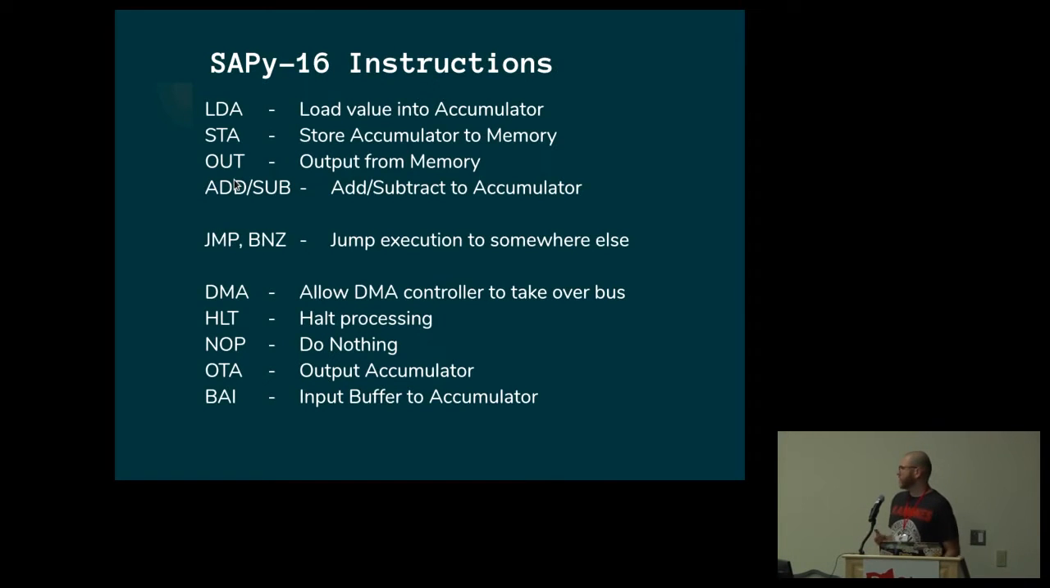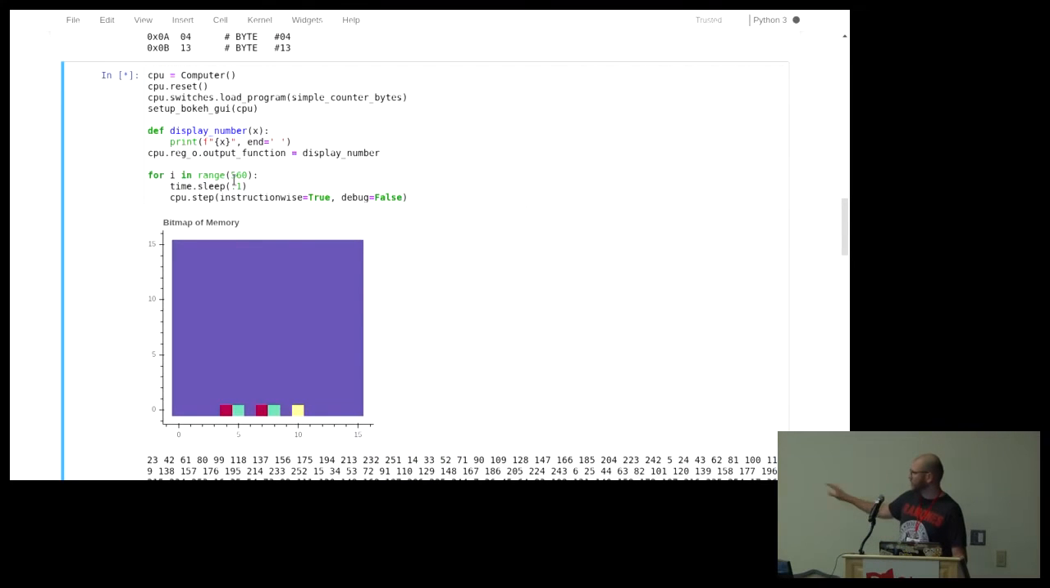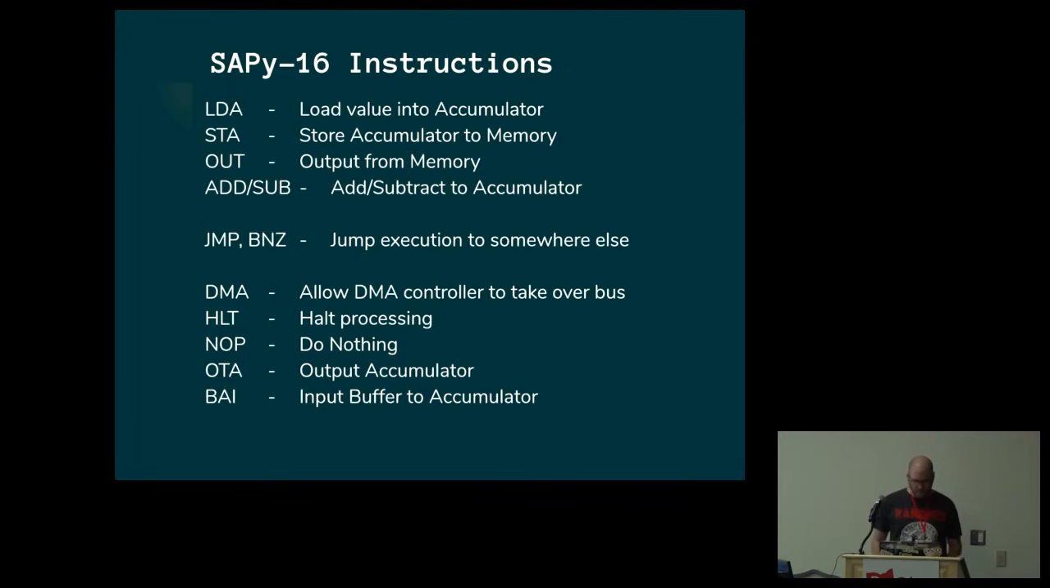So what instructions do I have for my CPU? I have load A, which takes a value from memory and puts it into the CPU. We have store A, which does the opposite. It takes the one from the CPU and puts it out into memory. That's how you could see it on the last slide over here, where it was blinking. I was taking it out of the CPU and putting it back into memory. Output, that's what was actually printing. It's like a hardware interrupt, kind of. It's not technically an interrupt, but it's a hardware register, and I have a Python callback for that. So anytime you run the out instruction, it calls the Python callback.